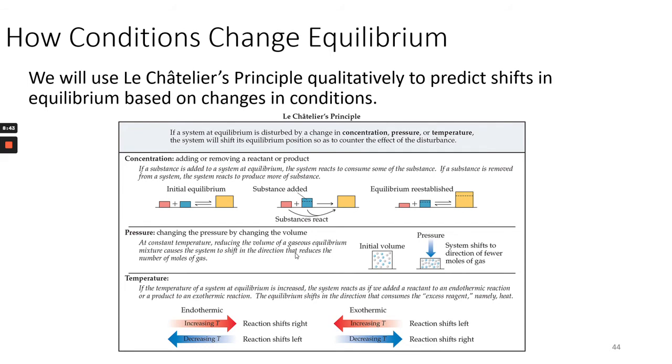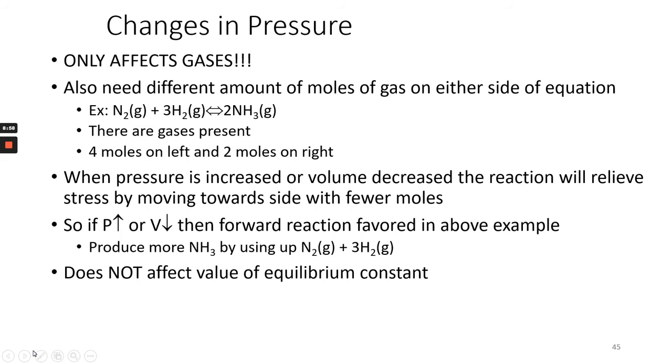Well, we will use Le Chatelier's principle to predict which way the reaction is going to shift. This diagram is from your book. I'm not going to go over it here, but I put it here as a reference so you can read it and understand what's going on. But let's take pressure first. Pressure will only affect gases. So if your reaction does not have gases in it, say it's all aqueous, changing the pressure is going to do nothing.